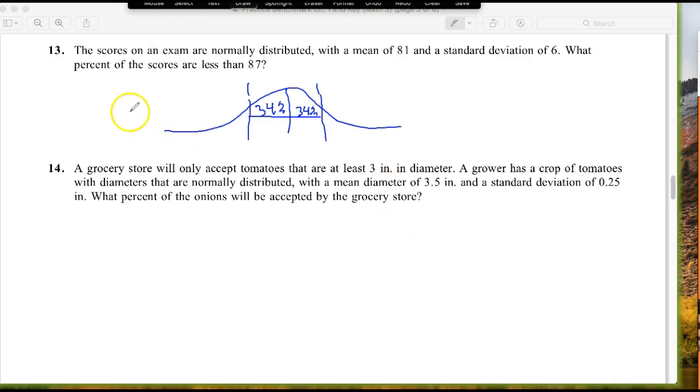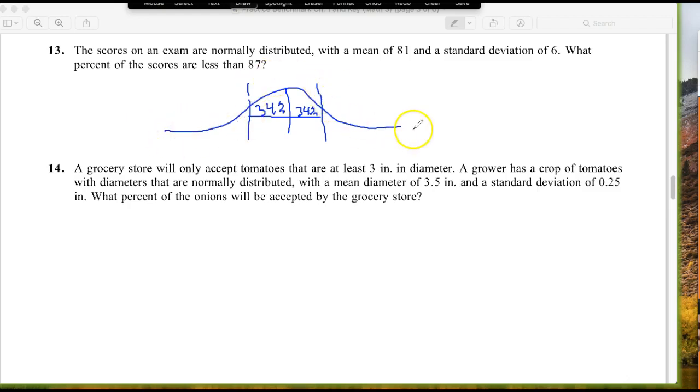All right. Okay, the scores in an exam are normally distributed with a mean of 81 and a standard deviation of 6. What percent of scores are less than 87? Okay, I tried to draw a normal curve. I know it's not very pretty because it's hard to control this mouse.